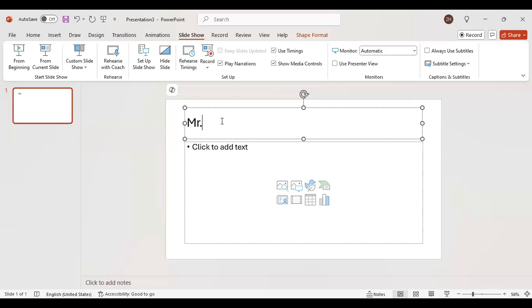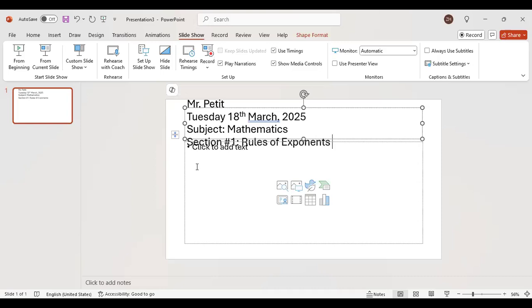Let's begin. My name is Mr. Petit. Today is Tuesday, the 18th of March 2025. The subject is, of course, mathematics. And the topic is going to be, let's just do rules of exponents for now. Let's just call it section 1. More than likely, we might pivot. More than likely, rules of exponents. Okay, rules of exponents.